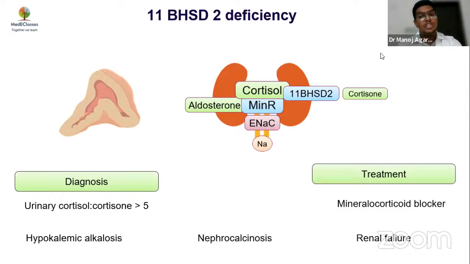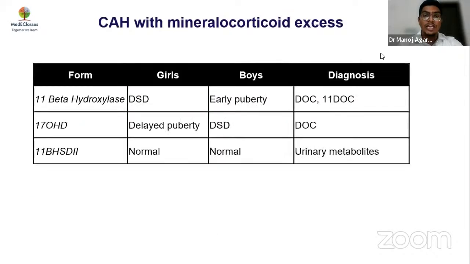And how to treat this condition? We again start with a mineralocorticoid blocker, which is an aldosterone antagonist. So if we summarize my previous 3 slides, 11 beta hydroxylase deficiency may present in the girl with DSD, in the boy with early puberty, and diagnosis is done by high 11 DOC level. Similarly, 17 hydroxylase deficiency presents in the girl with delayed puberty and in the boy with DSD, and diagnosis is done by high DOC level. And the third condition, which we just discussed, there will be no DSD in girls and boys, but diagnosis is done by urinary metabolites.